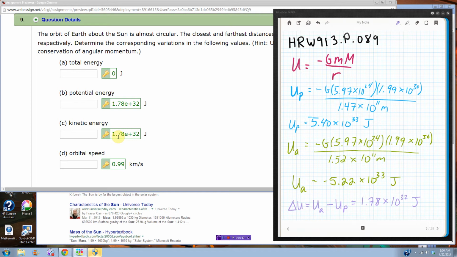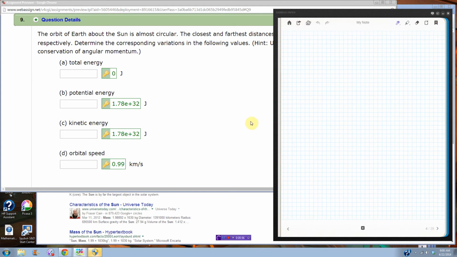Just put it in. Next up, they want orbital speed. Orbital speed is a little bit harder. I'm going to show you a new way to do this. We haven't done this before, and why not do it now, while we're all on spring break. So let's look at the equation for kinetic energy. Just the equation. Here's the equation.